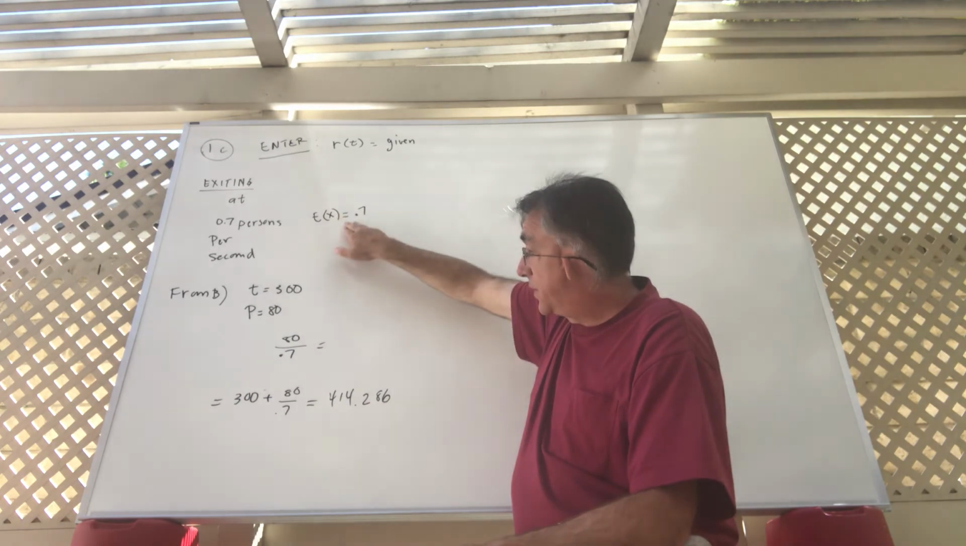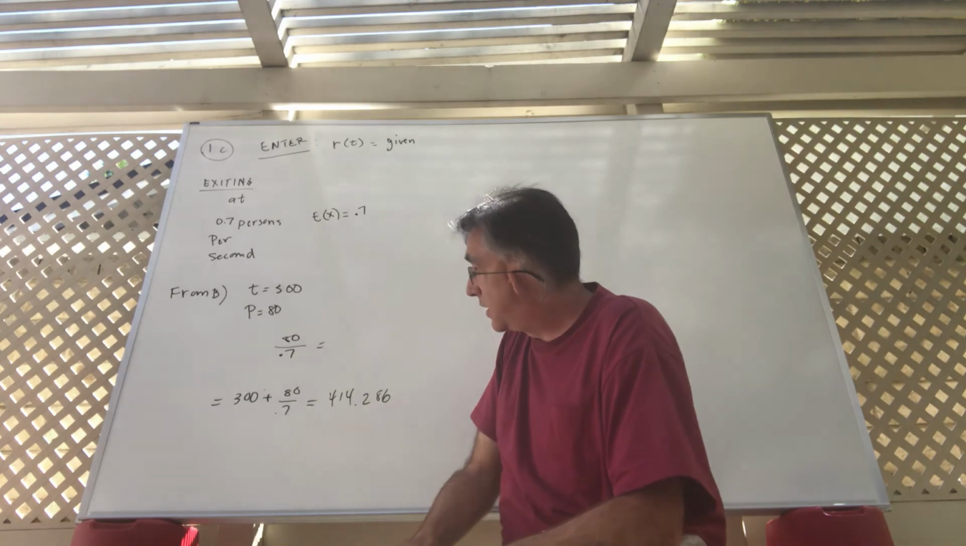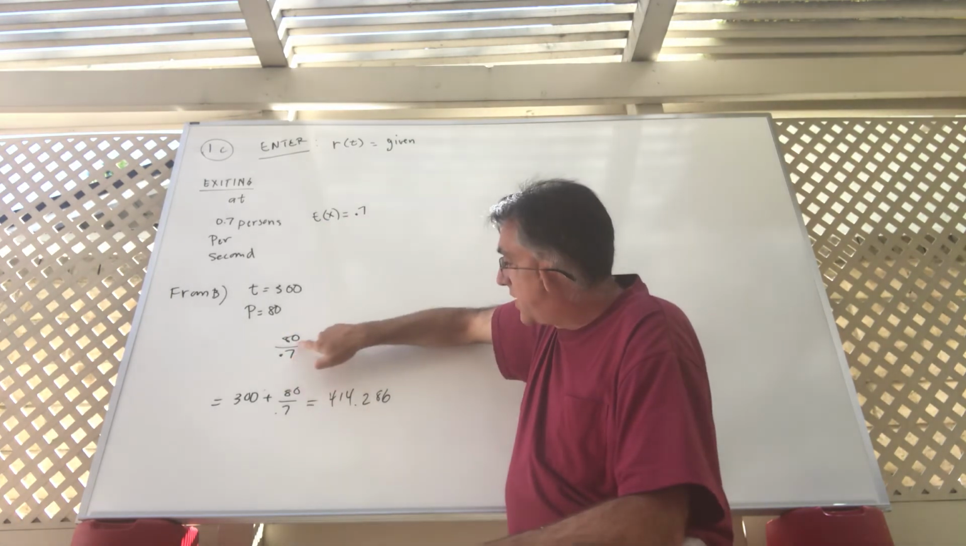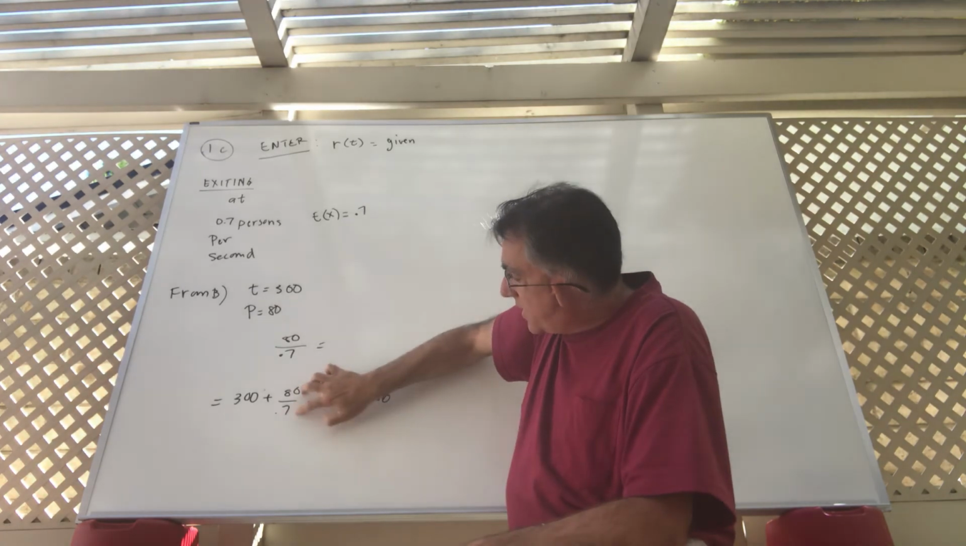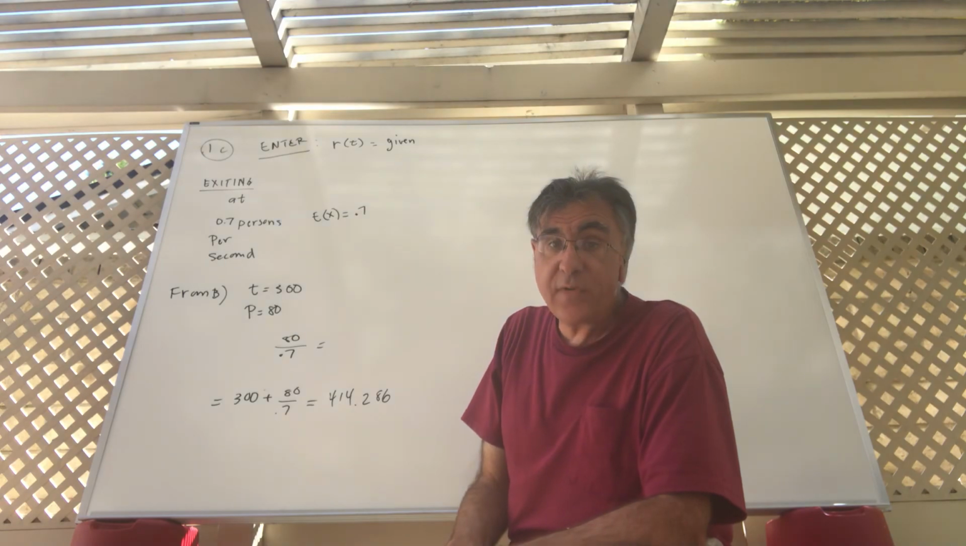They're only exiting. And from B, we knew that there were 80 people on the escalator. So then we just have to divide by the rate at which they're exiting the escalator. We find out that's the actual additional time that we're going to have to add to the 300 seconds. Hopefully that answers your question.